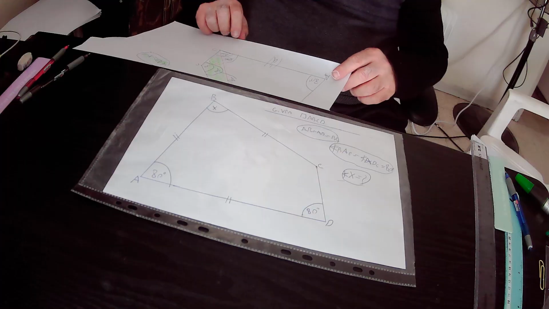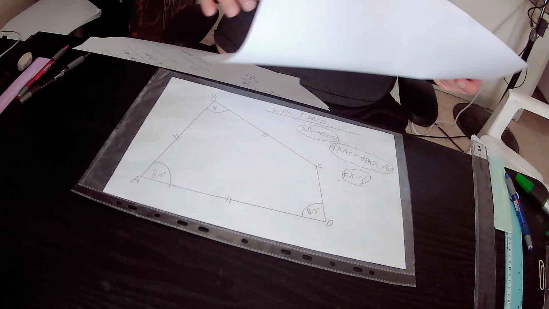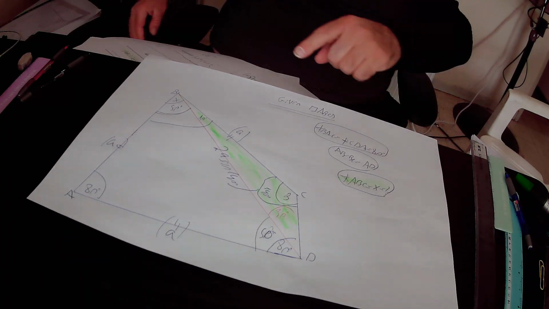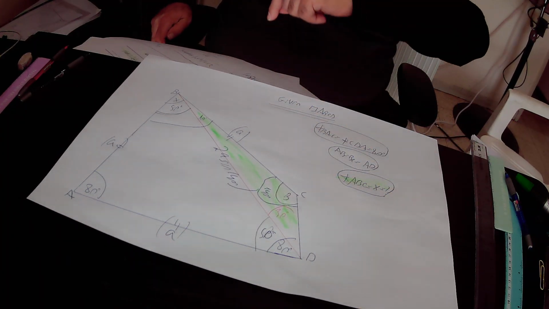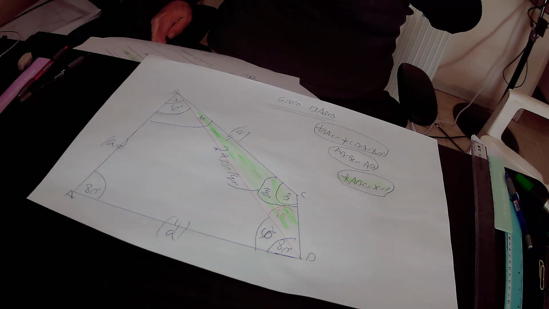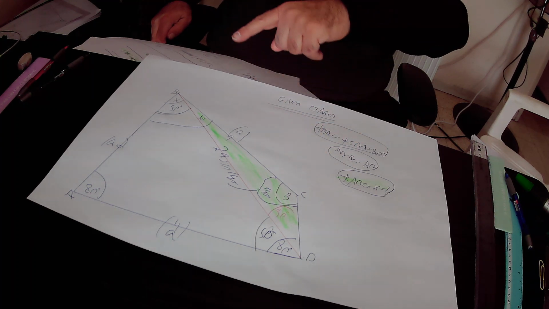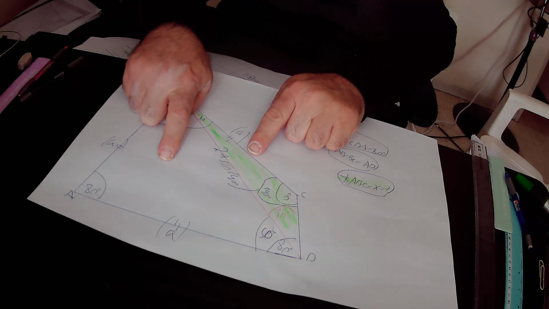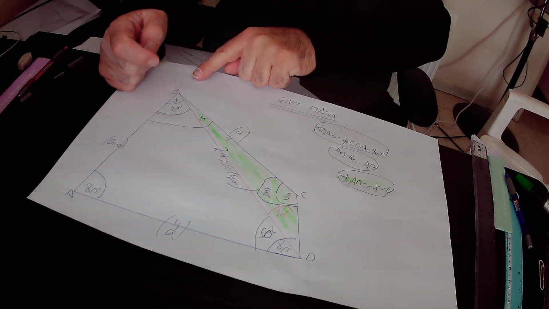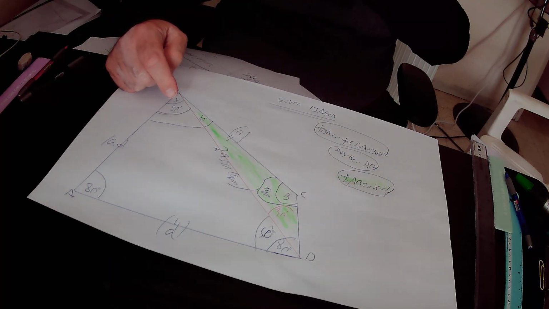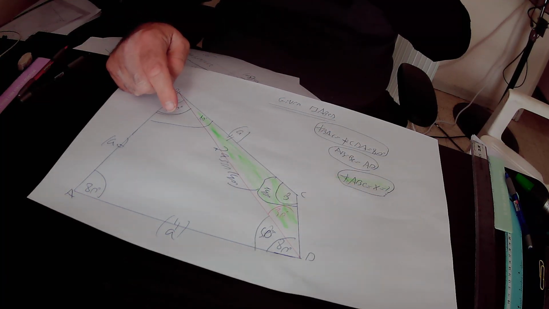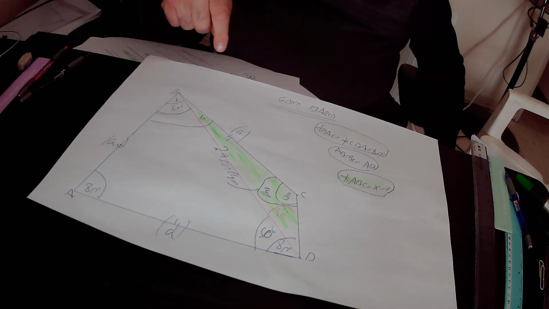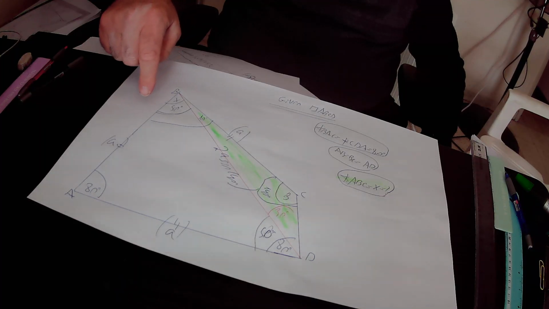So first of all, we did a construction. We join points B and D together by a straight line. By joining points B and D, we divided this quadrilateral into two triangles: the green triangle BCD and the lower triangle BAD. So we focus on this lower triangle BAD.